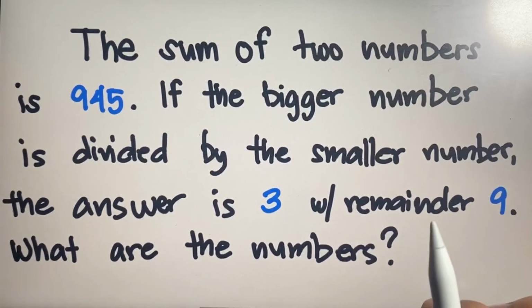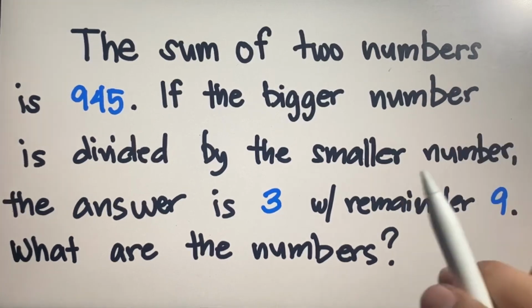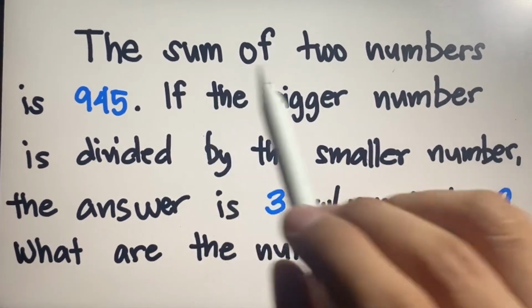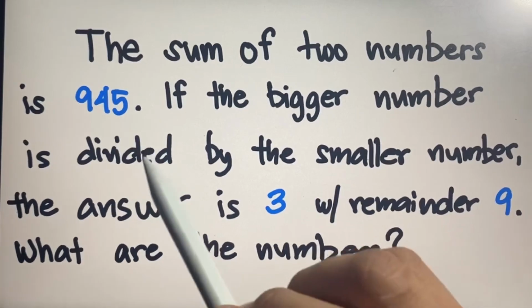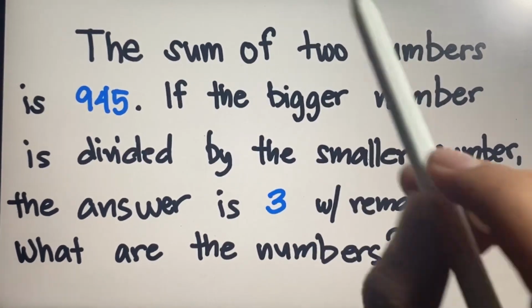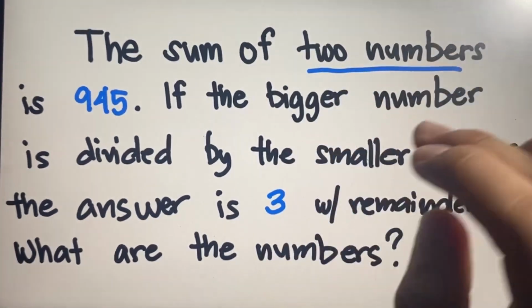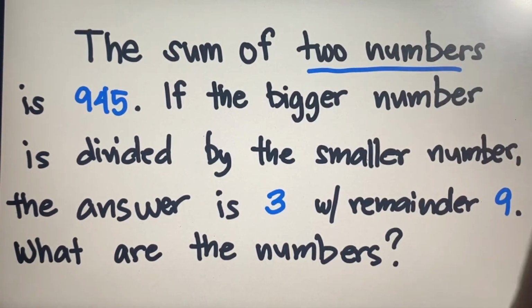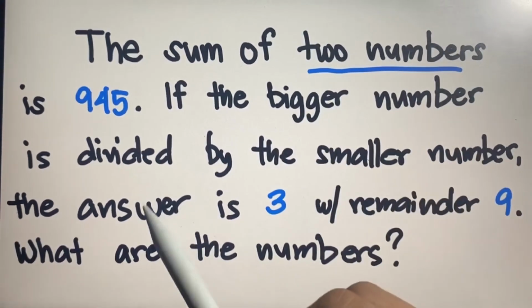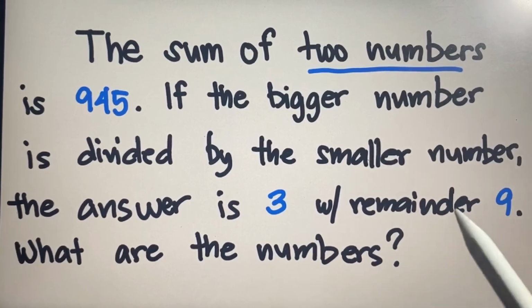This is the Philippine Review Software or PRC, and what we have here is actually a submitted problem. This is a word problem. So the sum of two numbers is 945. We're looking for the sum of these two numbers. These two numbers are actually variables because their values are not stated, so they're unknown. So if the bigger number is divided by the smaller number, the answer is 3 with the remainder 9.